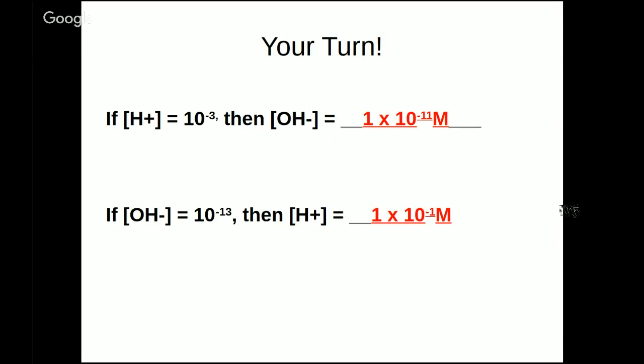Okay, let's take a look at your answers. In this first problem, you're told that the hydrogen concentration is 10 to the negative 3 molar, and you're asked what the hydroxide concentration is. Well, since our magic number is 14, 14 minus 3 is going to be 11. So my concentration of hydroxide is 1 times 10 to the negative 11 molar, or I could just say 10 to the negative 11 molar. In this problem, you're told the hydroxide concentration is 10 to the negative 13. Since 13 plus 1 is 14, that tells me that the hydrogen concentration must be 1 times 10 to the negative 1 molar.